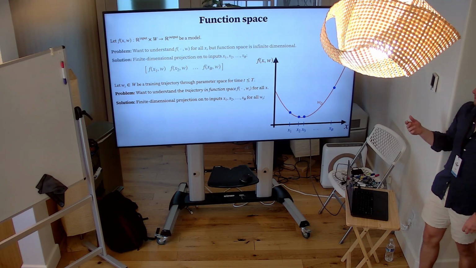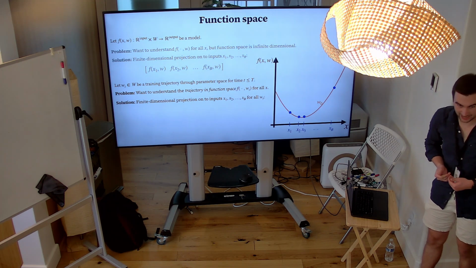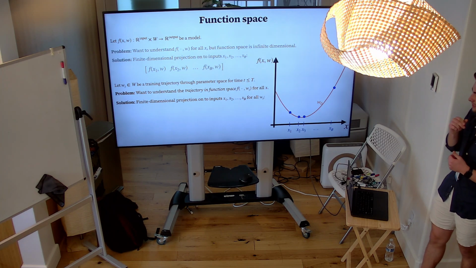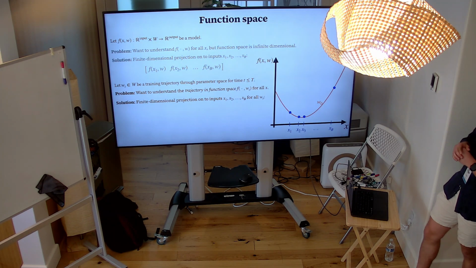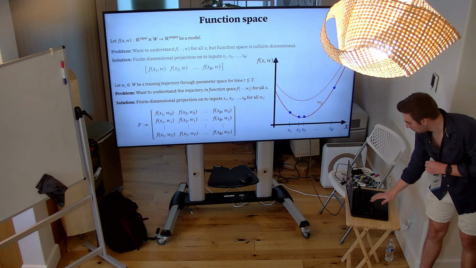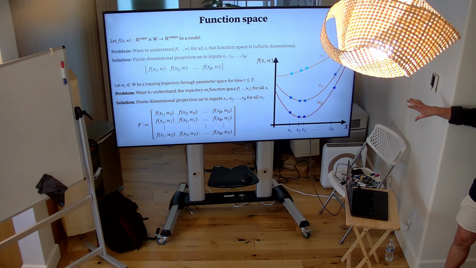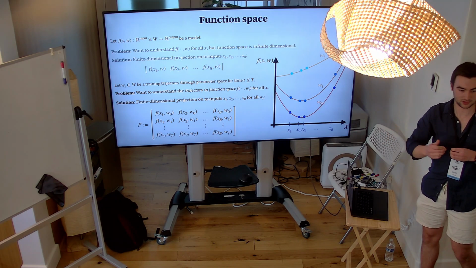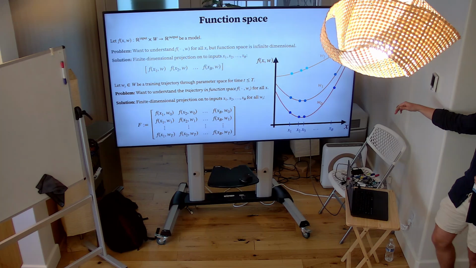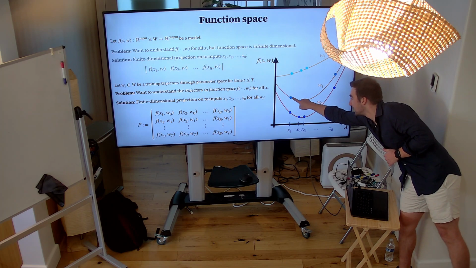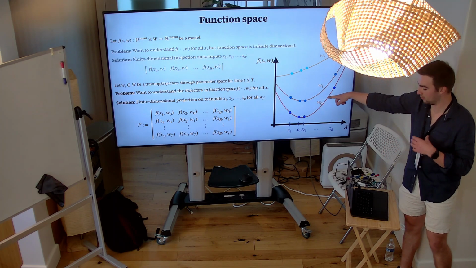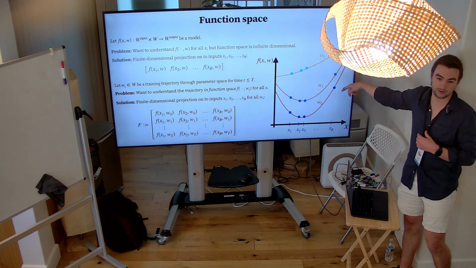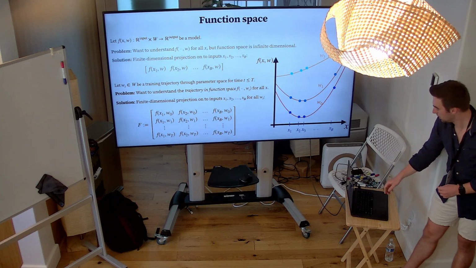Then we can ask the question, well, how does the function change over the course of training? In other words, what is the trajectory in function space of this model? And so to do this, we can then evaluate the function on these inputs over many different time steps over the course of training. And so in doing this, we are essentially tracking each of these outputs as a way of understanding how the underlying curve is changing.